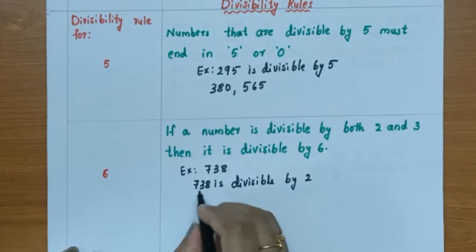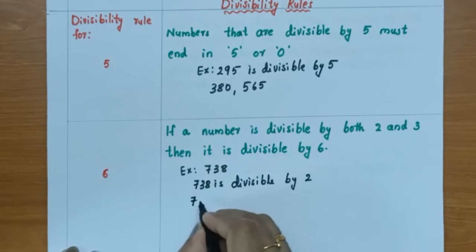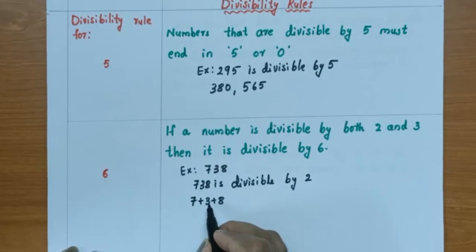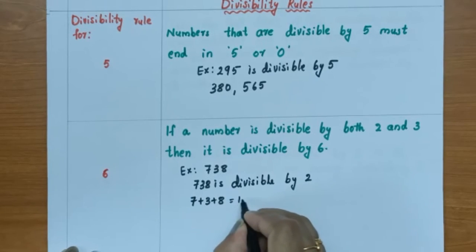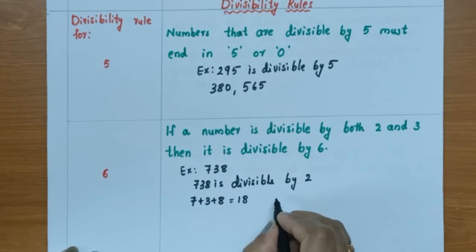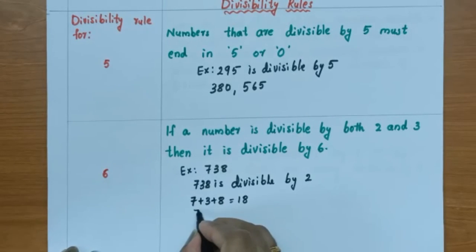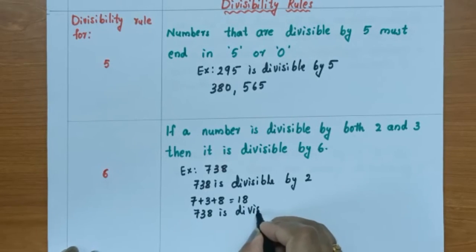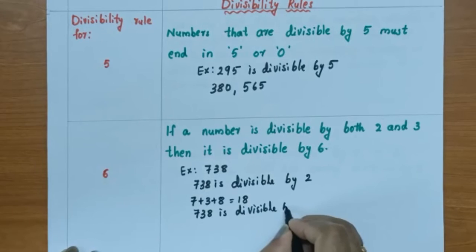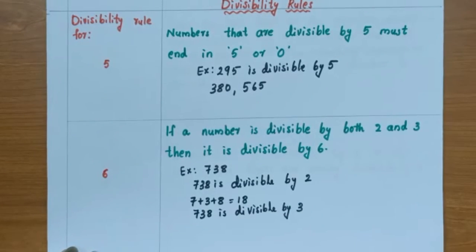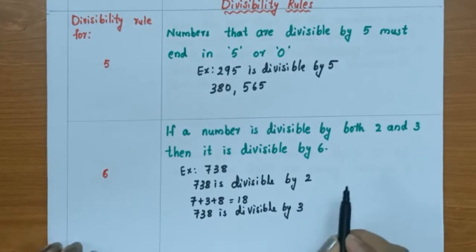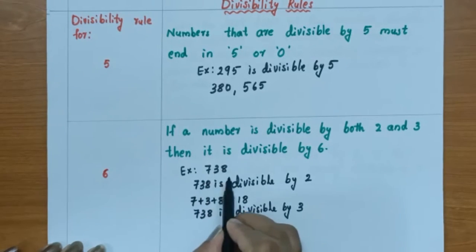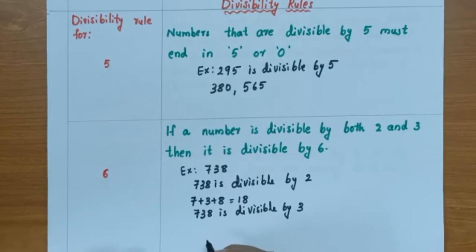Then we have to check whether 738 is divisible by 3 or not. For checking divisibility of 3, we can add the digits 7 plus 3 plus 8. 7 plus 3 is 10. 10 plus 8 is 18. 18 is divisible by 3. That means 738 is divisible by 3. When a number is divisible by both 2 and 3, then it is divisible by 6. That means 738 is divisible by 6.